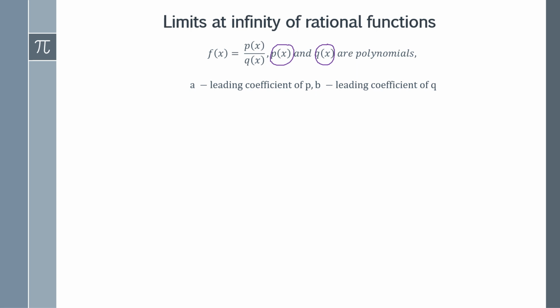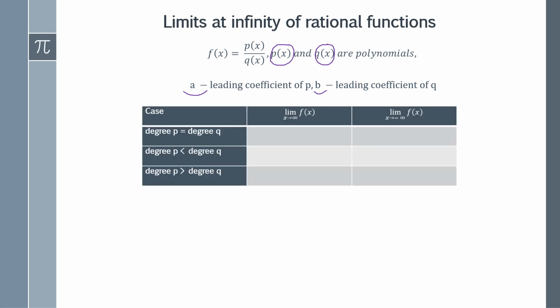Now let's say a is the leading coefficient of p and b is the leading coefficient of q. That's going to be important in determining some of the limits. Okay, so now let's take a look at the following cases. We are going to compute limits at infinity of rational functions by considering these three scenarios. First is when the degree of p is equal to the degree of q. That's probably one of the easiest cases to consider.